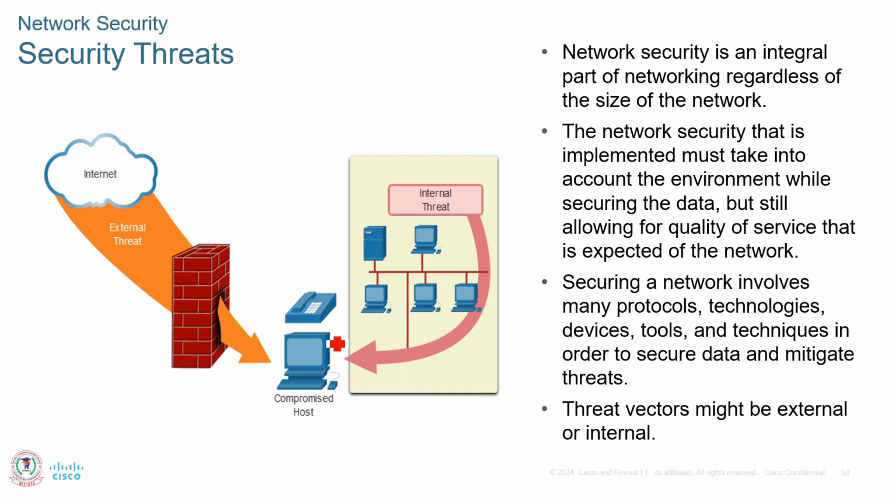The network security that is implemented must take into account the environment while securing the data, but still allowing for the quality of service that is expected of the network. Securing a network involves many protocols, technologies, devices, tools, and techniques in order to secure data and mitigate threats. Threat vectors may be internal or external.